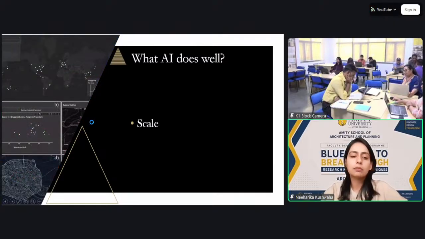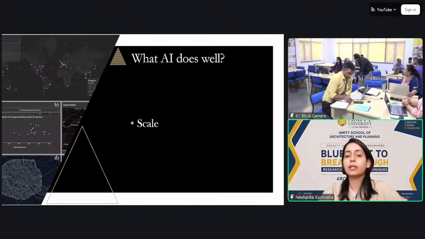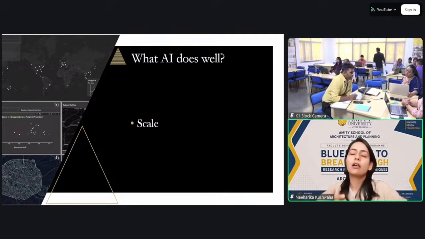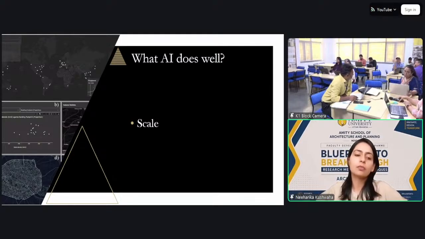The next one being scale. As researchers, we usually have a scope. Either at a local level, let's say we start with the building level, then the neighborhood level, going on to the city level, and then across a few cities, different case studies are being done. Environment studies are done on urban scape and landscape levels. So AI performs extremely well at scale.